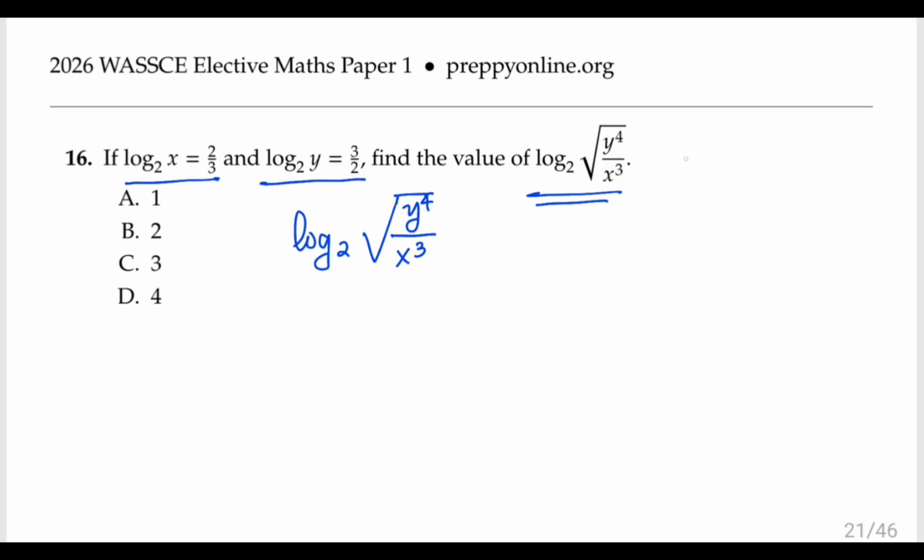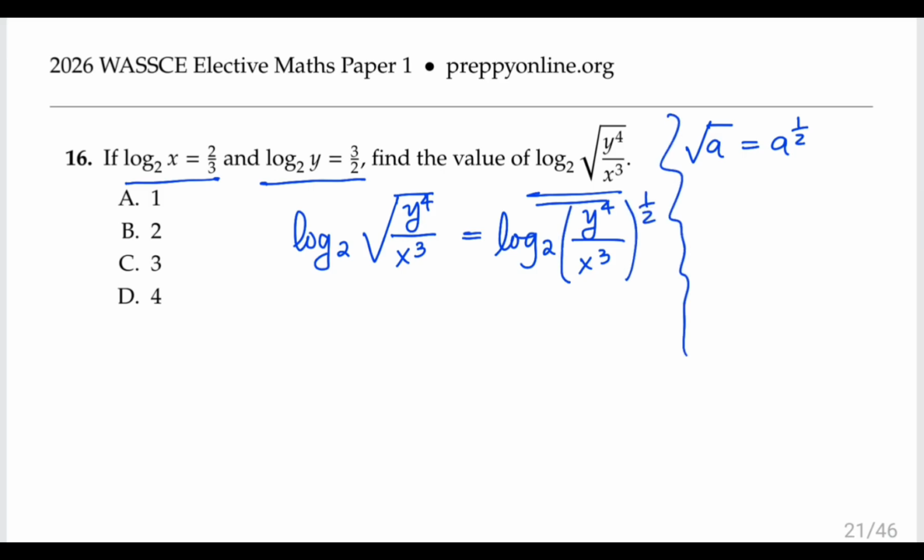The square root of any number, square root of a, is equal to a to the power half. So if we write that, then this is equal to log to the base 2 of y to the 4th over x cubed, this whole thing to the power half. And one of the rules of logs is that if you have log of a to the power n, this is equal to n times log of a. So here, this power half that we have is going to come here.